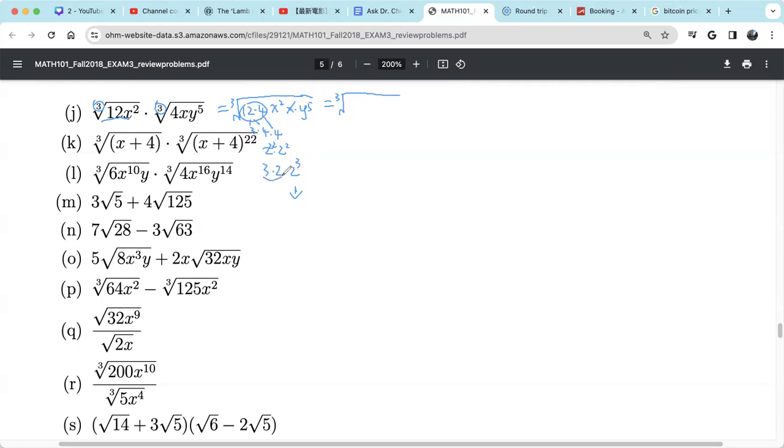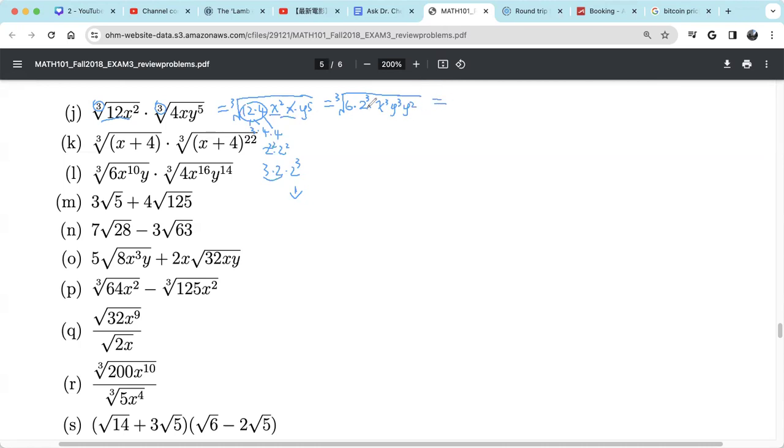Okay, so we're going to multiply those two. 3 times 2 is 6, we got a 6, multiplied by 2 raised to 3. Then we have x raised to 3, x raised to 2, x raised to 2, and x. So that's x raised to 3. Y to the power 5, we want to split as y to the third power and y squared.